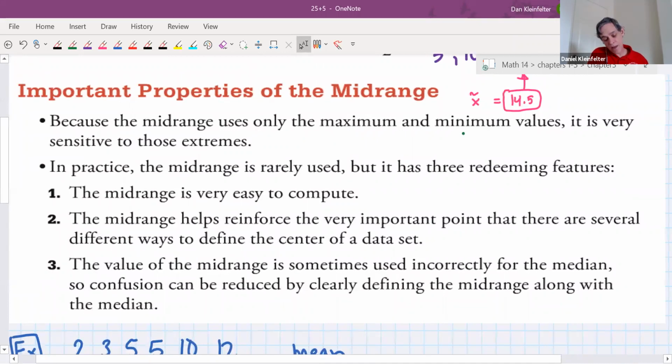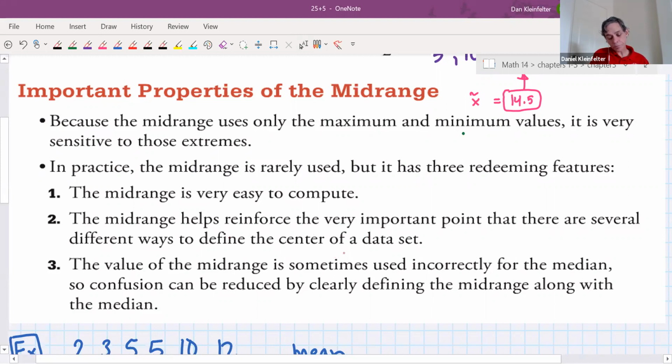Mid-range is not used all that often, but it does have a couple of nice features. It's really easy to calculate. Okay, you only need 2 data values to do it. If I give you 100 people's heights, it's still not going to take you very long to calculate the mid-range, provided that you can tell at a glance which one is the biggest and which is the smallest. Easy to calculate.